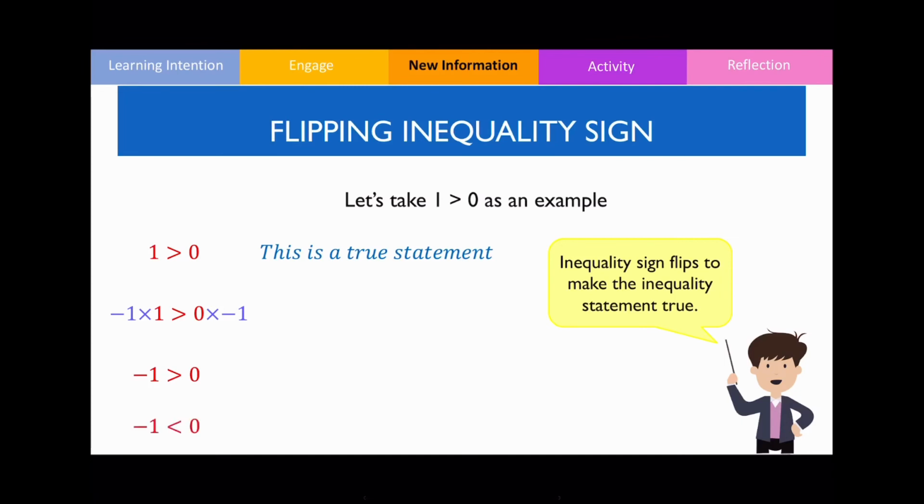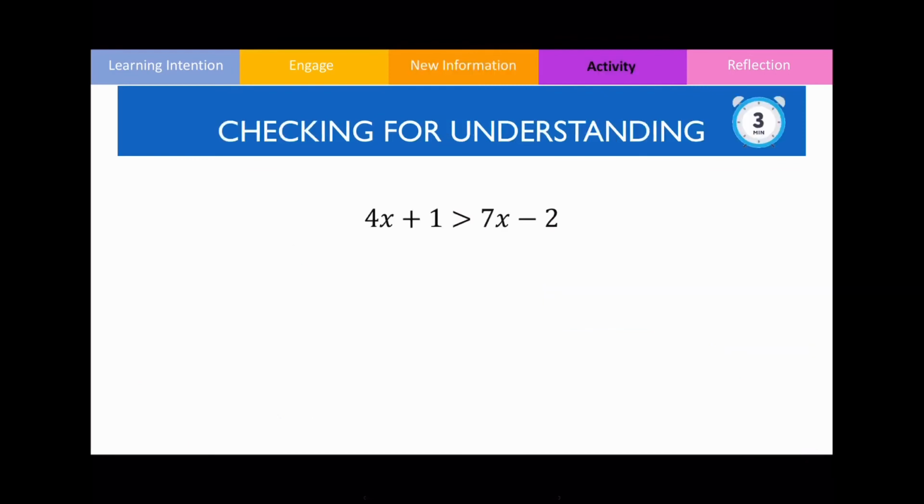So therefore, if you were to flip it and now it's -1 is less than 0, this is now a true statement because -1 is a smaller number. So hopefully through this example, you can see why we actually flip it. We flip it so that the statement makes sense.